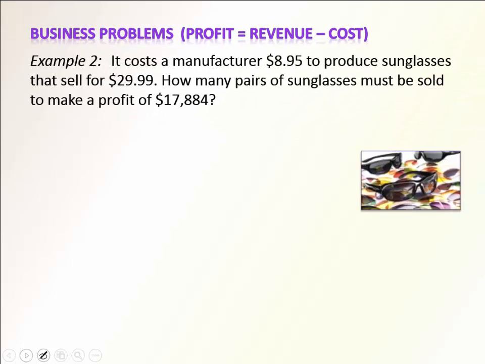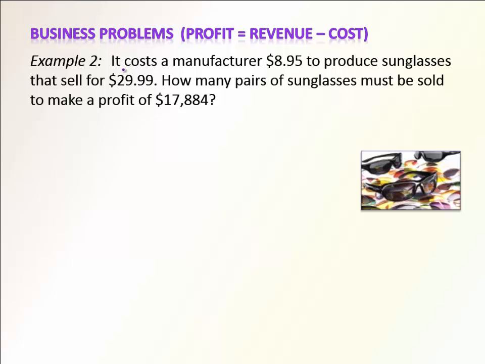The next problem refers to business problems. In business problems, we need to remember that a profit is the same as revenue minus cost. Revenue is all money that we can get from selling some items, and cost is the cost of producing these items. So the difference between revenue and cost is our profit.